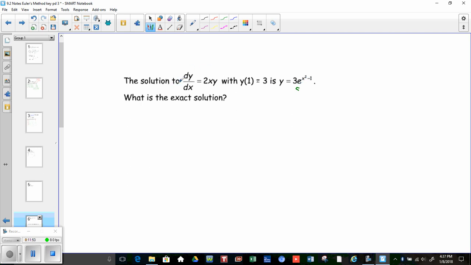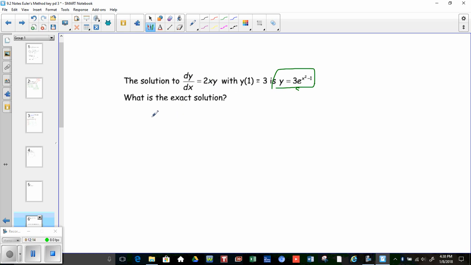Without going through how to do this yet, because we will do that eventually, I can tell you that the exact solution, so if I took the antiderivative here and solved this thing for y, the exact solution to this is this. That's what you come up with. Y equals 3e to the x squared minus 1. This is the original equation that this derivative came from.